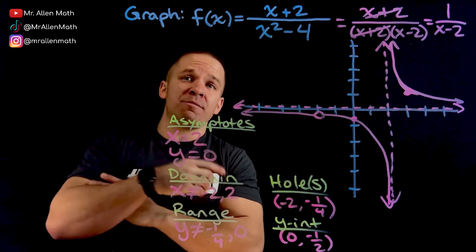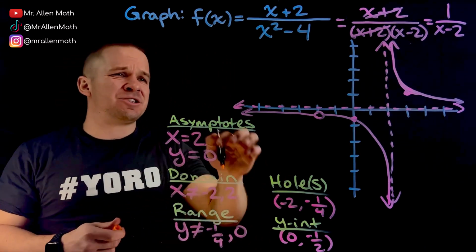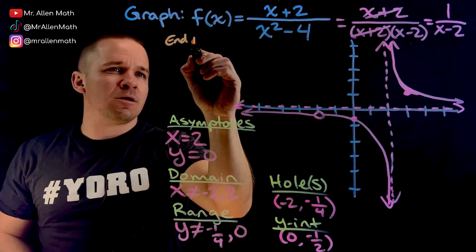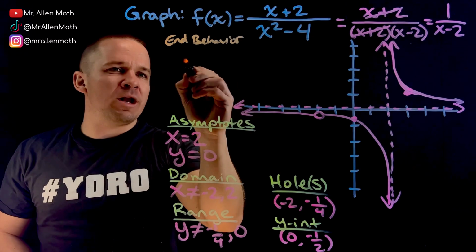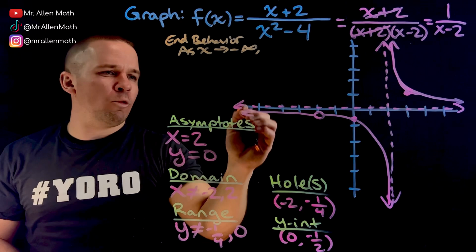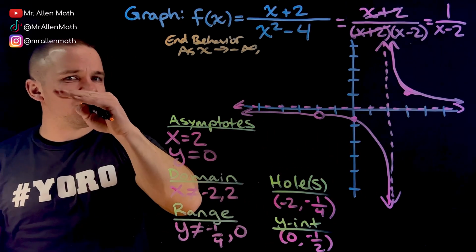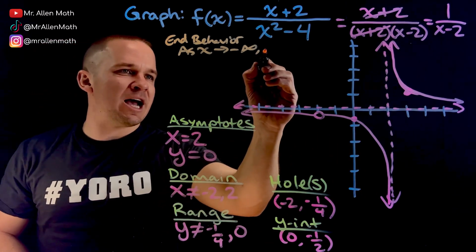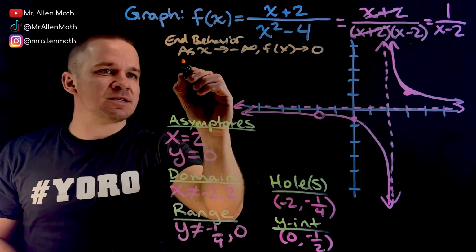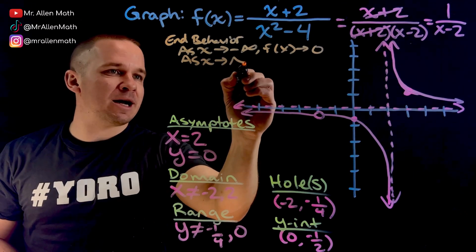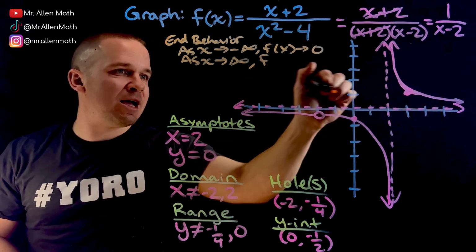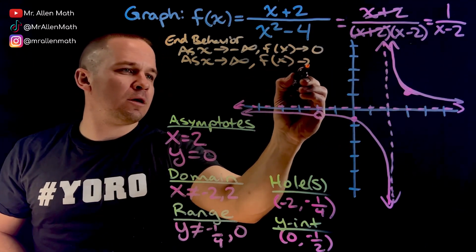We could also ask for end behavior. Should we just do end behavior just because it's fun? Let's do it. I got a blank spot right here waiting for some math. So end behavior. As x approaches negative infinity, what's f of x approaching? Well, on this graph, as I go further and further to the left, it's approaching that horizontal asymptote. So f of x goes to 0. And then as x approaches positive infinity, that means as I'm going to the right side, f of x is going to be approaching 0 as well.